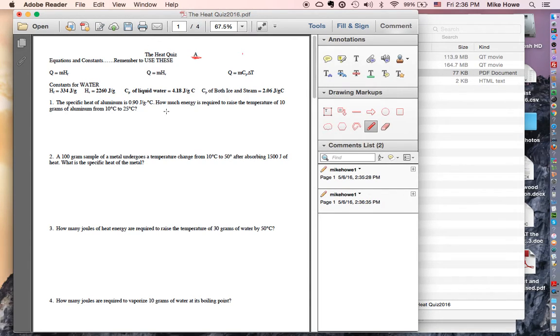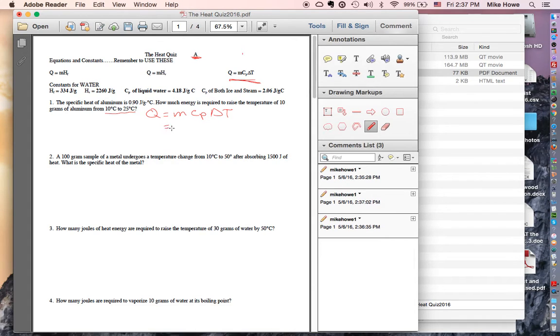So number one, how much energy is required to raise a temperature of 10 grams? So you know 10 grams. You know there's a temperature change. The key thing is knowing that there's a temperature change because that tells you to use this equation. So you write the equation. Q equals mCp delta T.